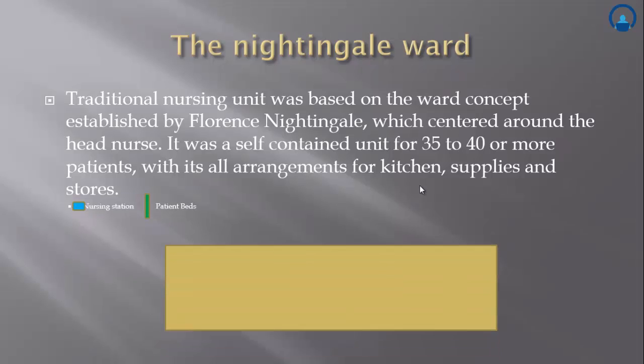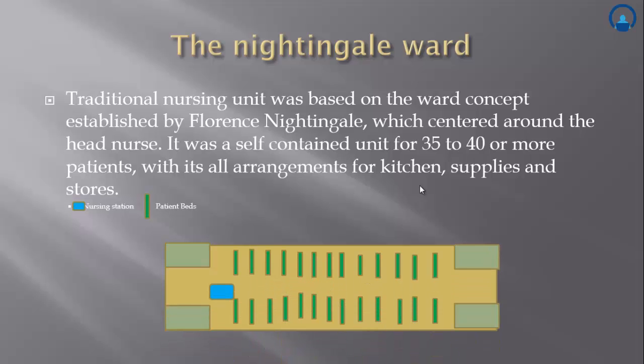So here is a diagram of a Nightingale ward. Even today, if you go to any civil hospital or district hospital, the general ward has the same concept, which is called a Nightingale ward. The green sticks are the patient beds, with a row of almost 10 to 20 patients on this side and 10 to 20 patients on this side. This blue color is what is called the nursing station, where the nurses would be sitting, where they have their own arrangement to sit.